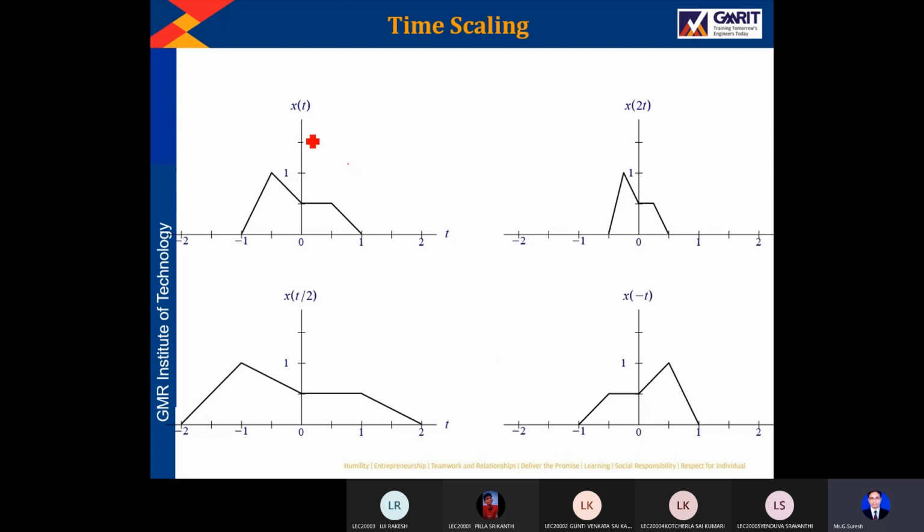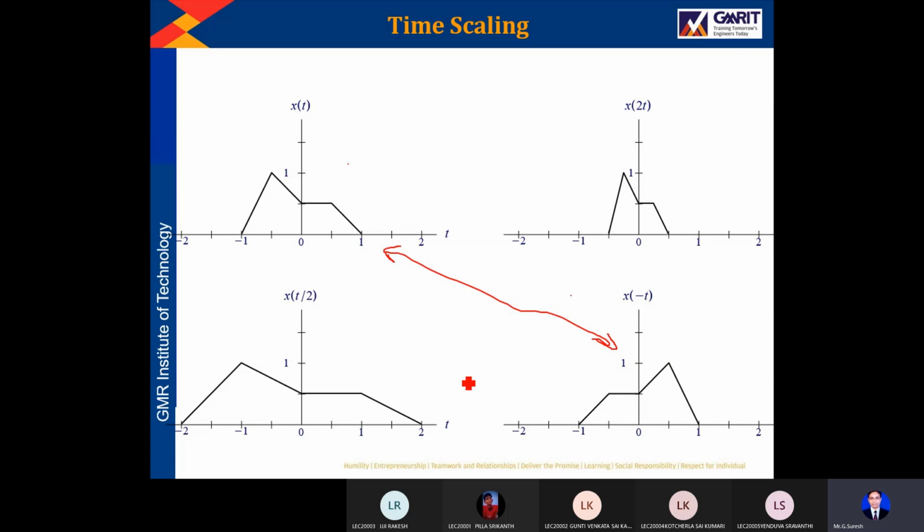X of t: the compressed version by making a equal to 2, x of 2t, and the expanded version by making it t by 2. Now for time reversal, a is made simply -1. If a is -1, then obviously it becomes time reversal. See, now you can compare these two signals, whether it is a time reversal signal or not.